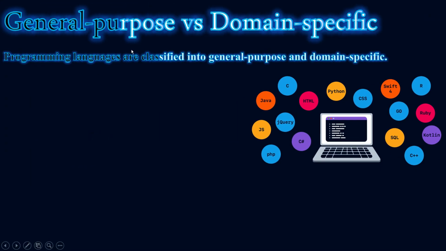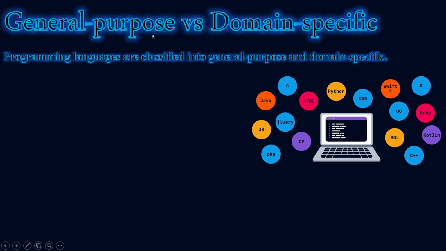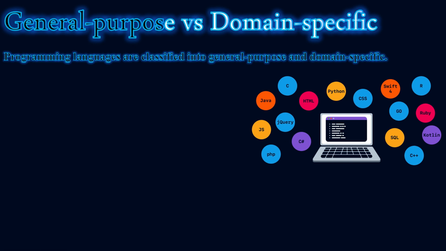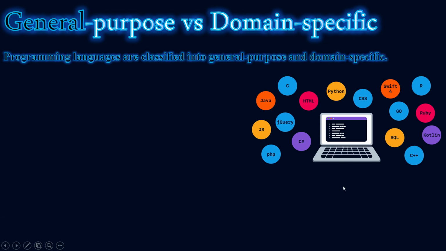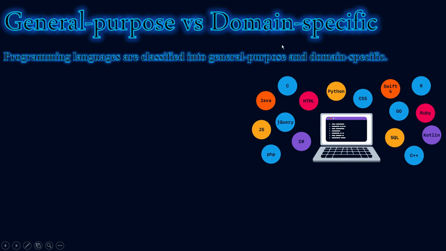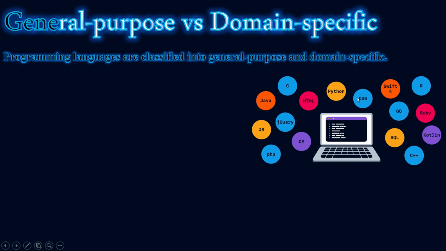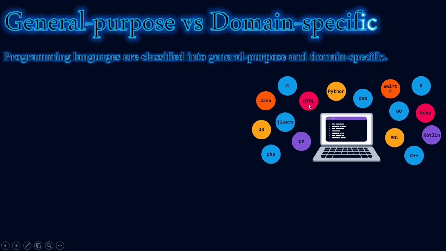So we have 2 types of programming language: general purpose and domain specific. Some programming languages, for example Python, are general purpose, which means that you can do anything with that programming language. And other languages, for example HTML or CSS, are domain specific, which means that you can only work with them in a specific area. For example, HTML and CSS are just for web development. So programming languages are classified into general purpose and domain specific.